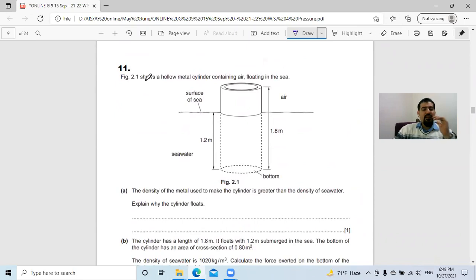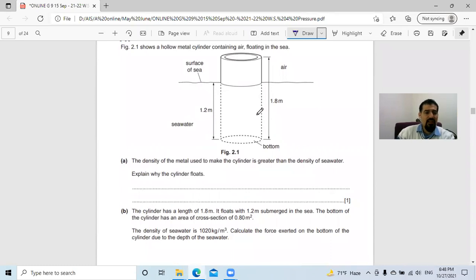Okay. So, the figure here shows a hollow metal cylinder containing air inside it, floating in the sea. So, it floats, that means the density of it is... Bravo. Yes Abd al-Rahman, I saw that. Okay. So the average density of the metal cylinder with the air inside it is less than the water, that's why it floats.